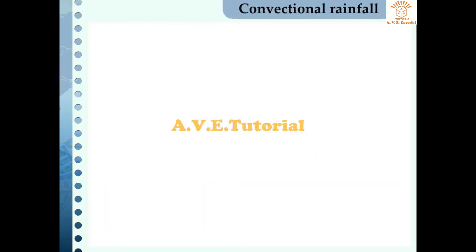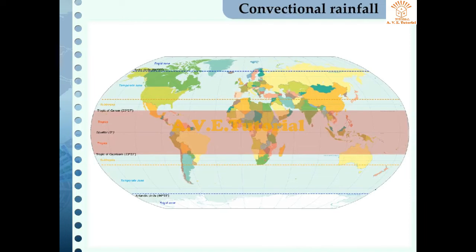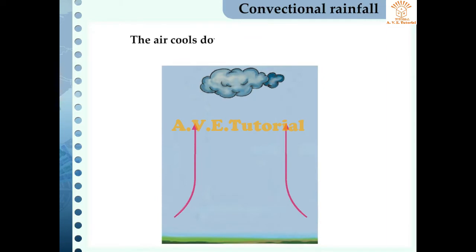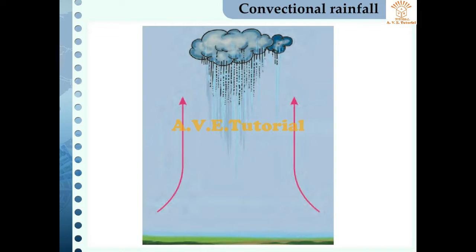Convectional rainfall. In equatorial areas, the surface gets heated because of the sun's heat and the air near it also gets heated. As it gets heated, it spreads and becomes lighter and moves upwards. The air cools down when it goes upward. The moisture holding capacity of cold air is less. Consequently, condensation of the water vapor occurs and rainfall occurs.